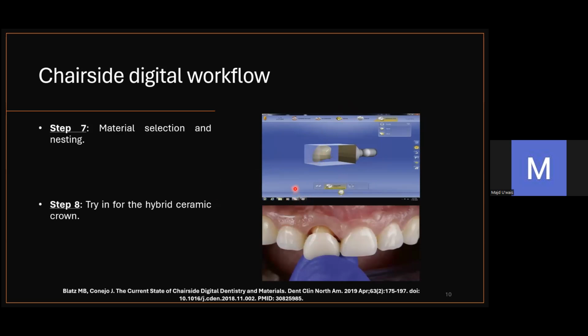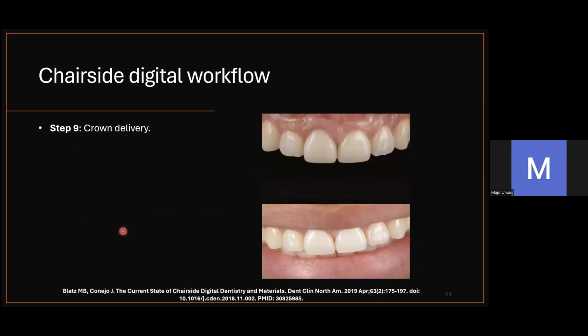After milling the restoration, which in this case, of course, was a hybrid ceramic crown, a try-in for the hybrid ceramic crown was done. Of course, in terms of fit, morphology, aesthetics, and function, and after that, cementation was done for the final crown. And this is the end result.